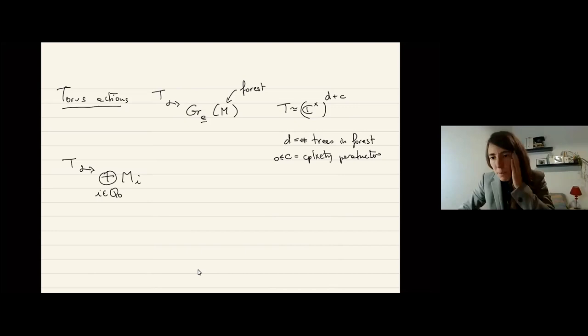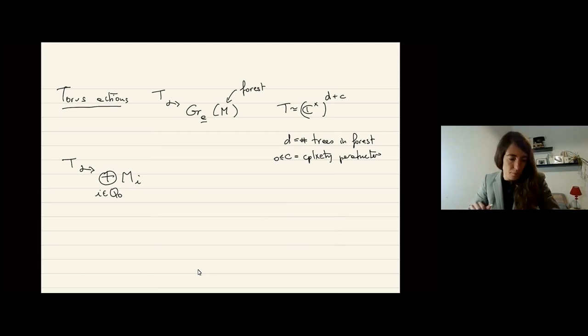Which is, so maybe I'll say it now, since then it's going to be again a little bit more technical. I want you to listen to me. So in fact, T is not going to act via automorphisms in the category of Q representations. So it's not clear a priori that it can be lifted to an action on the quiver Grassmannian, and you have to check it.